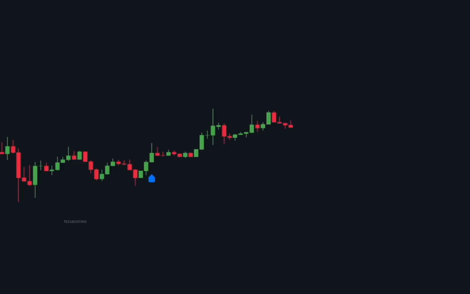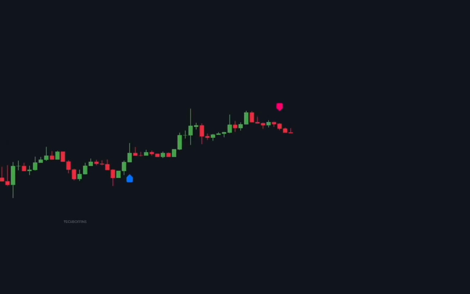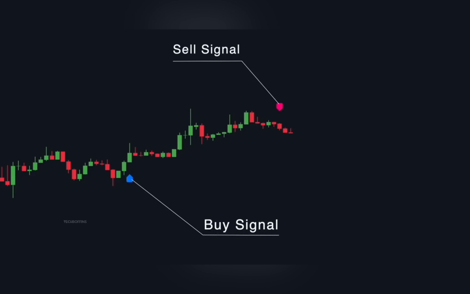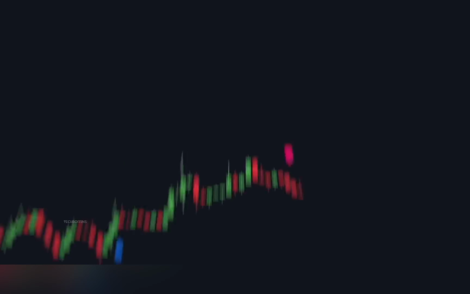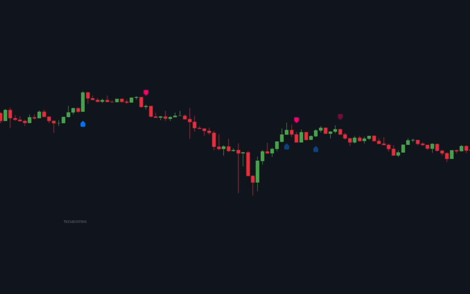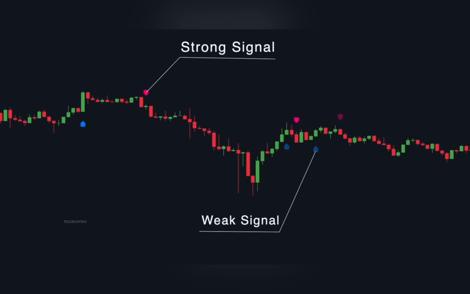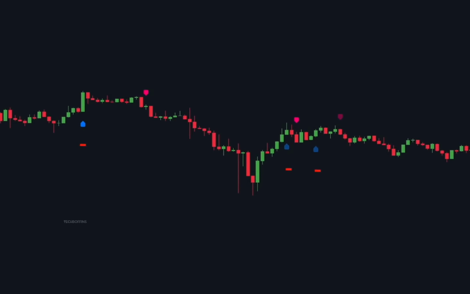It's also incredibly easy to read. The indicator essentially produces blue and pink labels that represent buy and sell indications. Labels can have varying degrees of opacity depending on the strength of the signals. We cannot utilize this indicator alone because it will generate a large number of false signals.